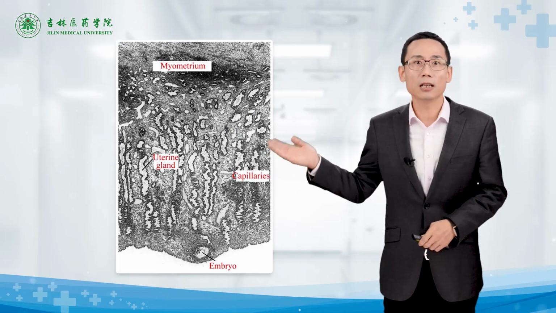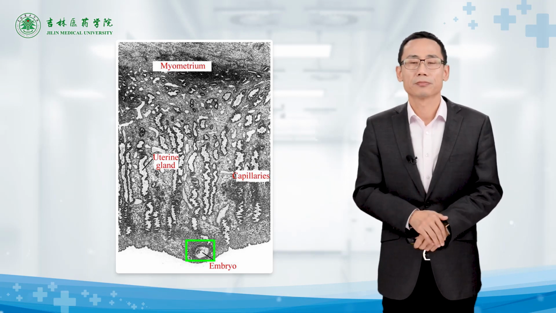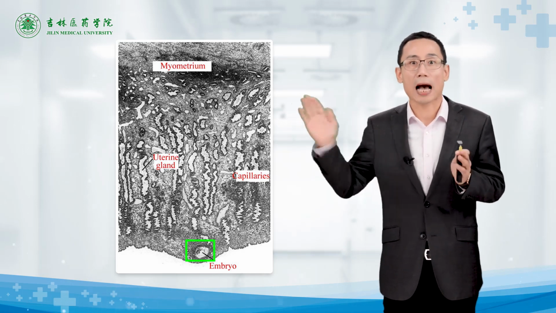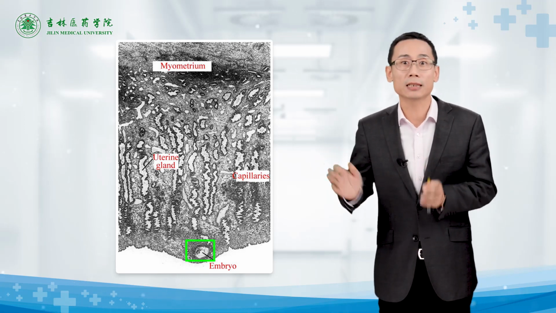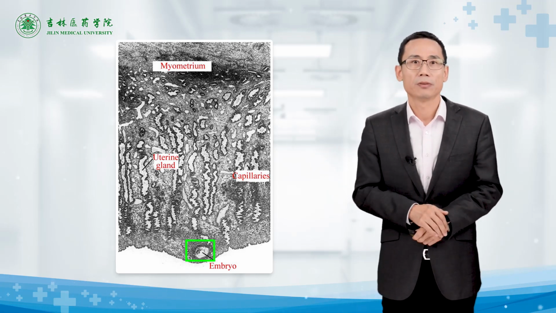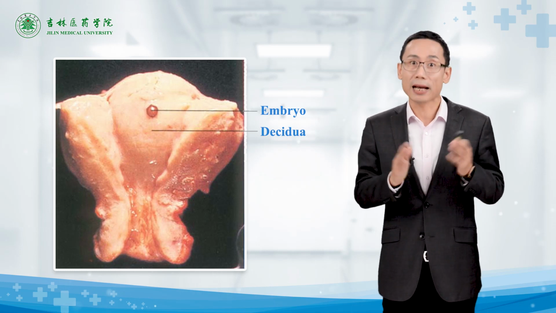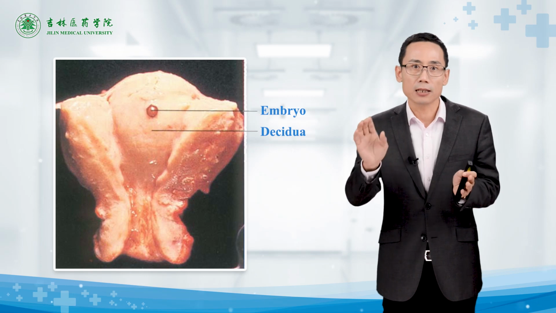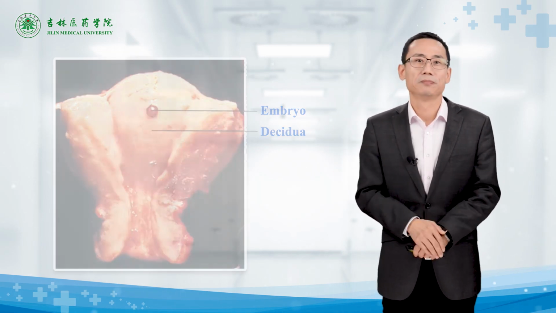This is an observed embryo embedded in the endometrium. You can see the myometrium in the upper part of the uterine wall, the uterine glands and the capillaries in the endometrium, and a vesicular embryo below. This is a photo of a specimen. You can see around the blastocyst the thickened endometrium, which is called decidua at this time.